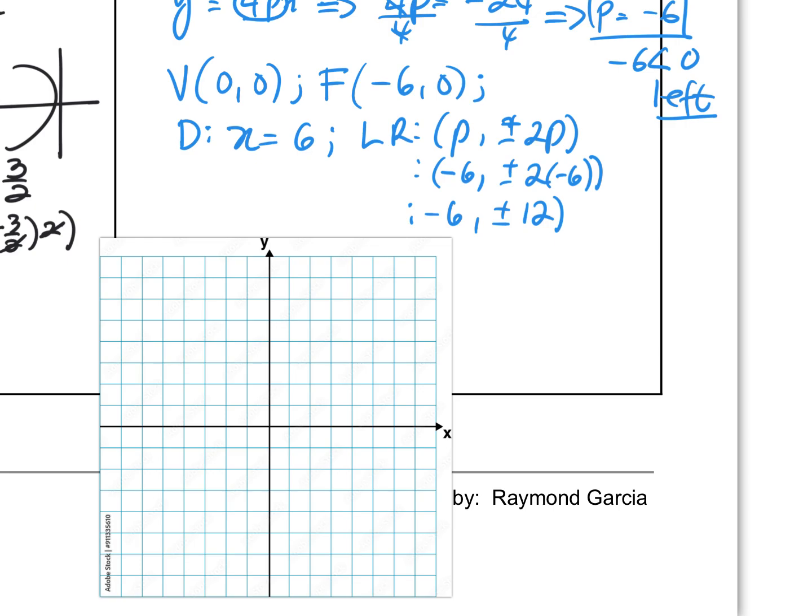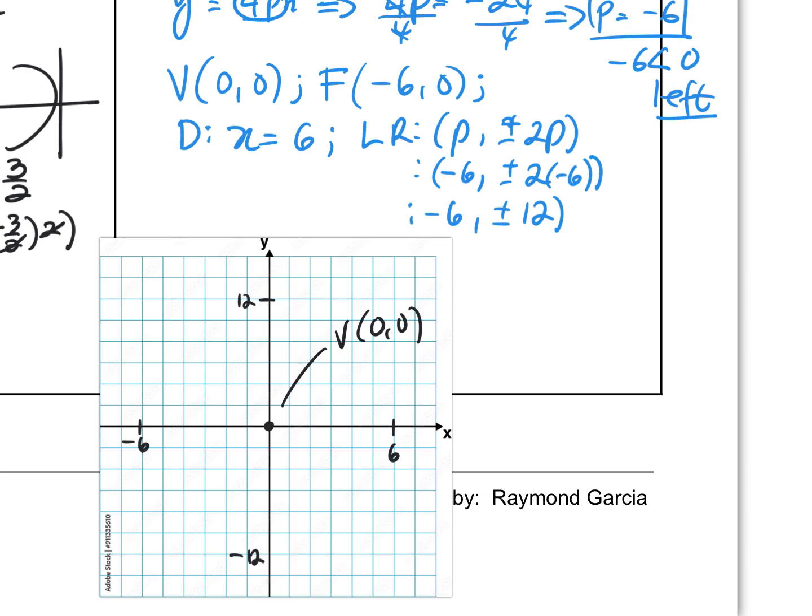First, my vertex is at 0, 0. That's going to be our vertex. Next is going to be our focus. The focus is negative 6, 0. 1, 2, 3, 4, 5, 6. This is going to be your 6 here. And then 1, 2, 3, 4, 5, 6. This is going to be your 6. 2, 4, 6, 8, 10, 12. This is 12. 2, 4, 6, 8, 10, 12. Negative 12.